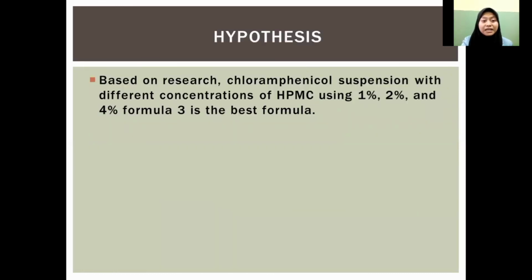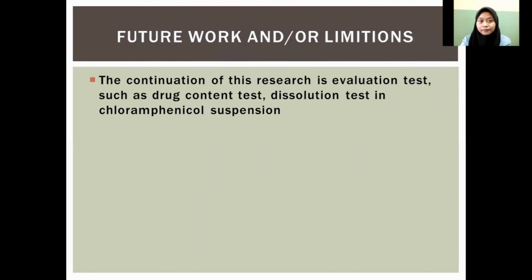Hypothesis. Based on research, Clorampenicol suspension with different concentrations of HPMC using 1%, 2%, and 4%, formula 3 is the best formula. Future works and limitation. The continuation of this research is evaluation tests such as drug content test and dissolution test in chloramphenicol suspension.